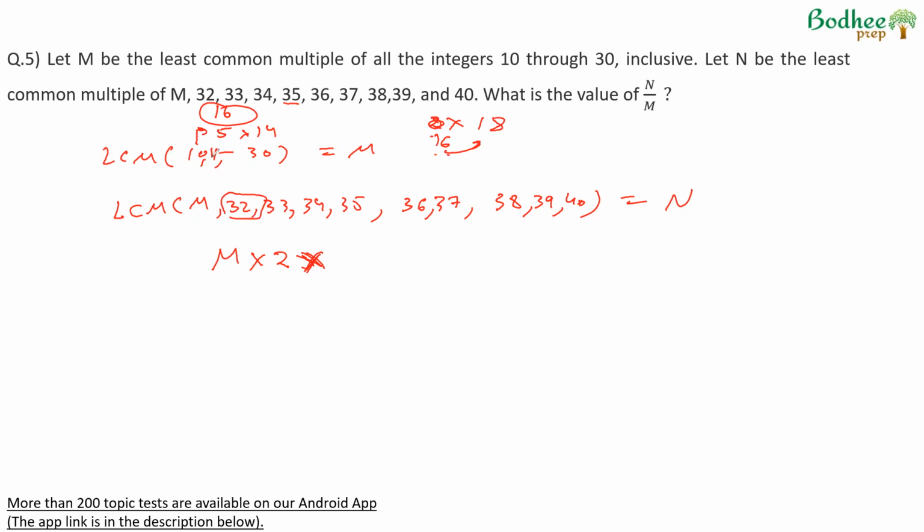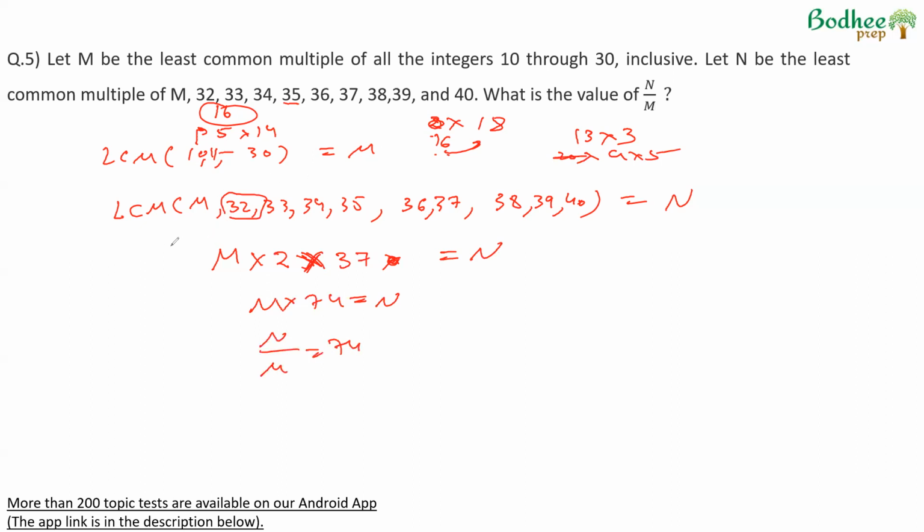37 is a prime which does not lie between 10 and 30. So 37 has to be included. 38. 38 is done because 19 is there, 2 is there between 10 and 30. 39 is 13 into 3. Between 10 and 30, there is 13 and definitely a 3 as well. 40, 40 is 20 into 2 or 4 into 5. There is definitely a multiple of 4 and 5 between 10 and 30, so that has been included as well. So we can say m into 74 is equal to n, which means n upon m is simply 74.